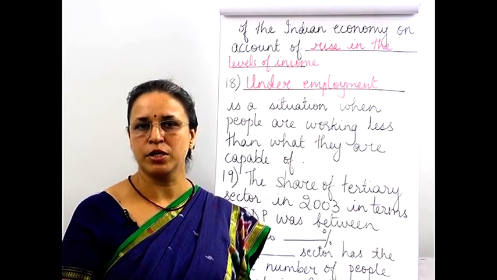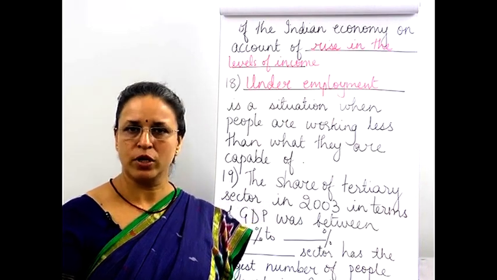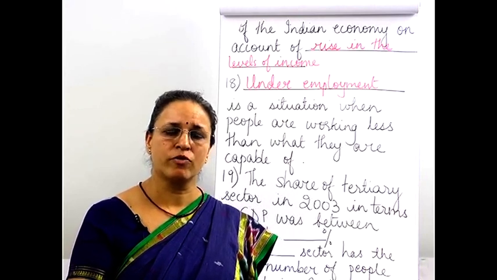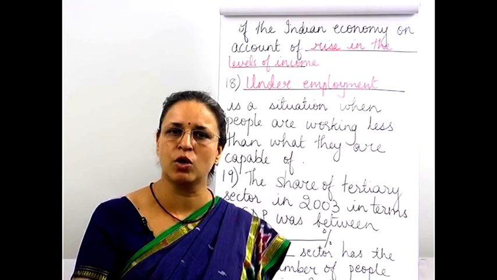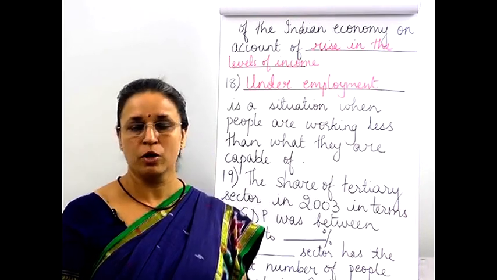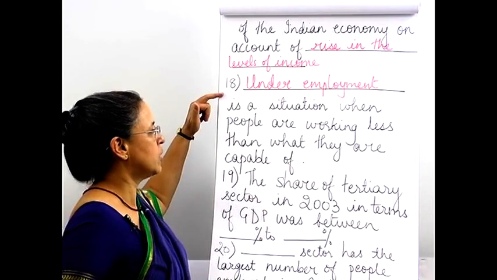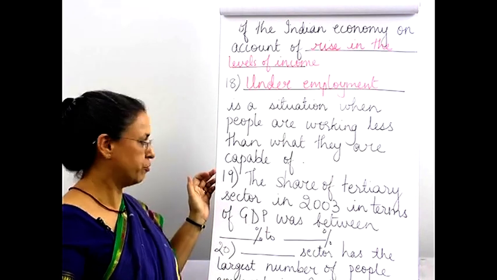The second type is I am willing to work 8 hours a day. That is generally considered as one shift. But I get jobs where I am taken on temporarily or part-time and I have only 2 hours work or 3 hours work for which I don't get paid much. So that will be known as underemployment, means working less than what one is capable of.